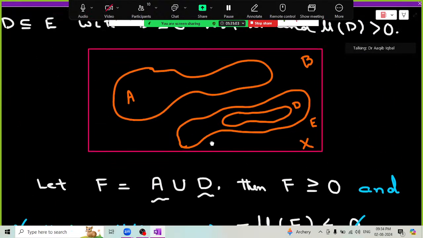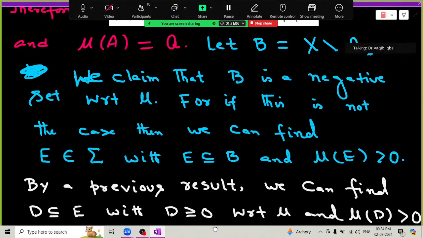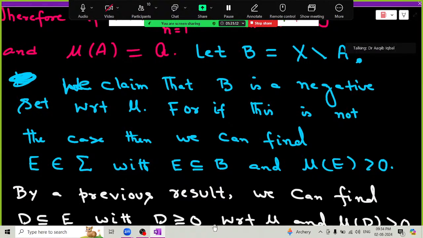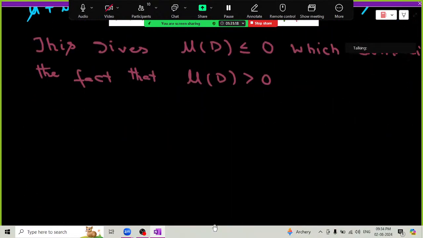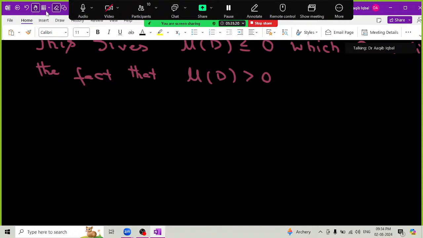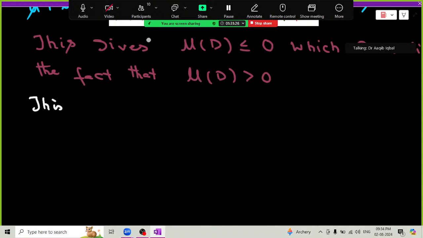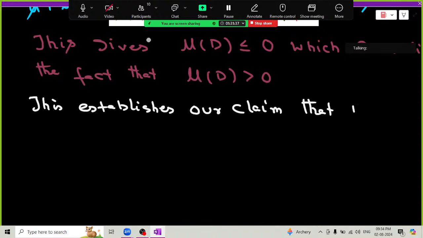Okay, so we get a contradiction. The contradiction क्यों आई? Because we went against the claim. So if you go against the claim that B is a negative set, you'll get a contradiction. So B is indeed a negative set. This establishes our claim that B is a negative set, less or equal to 0 with respect to mu.